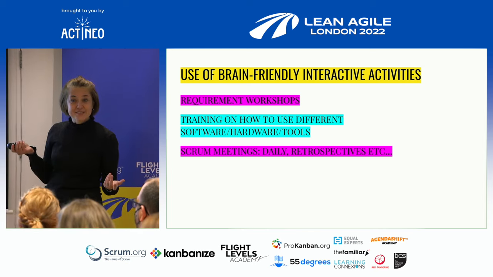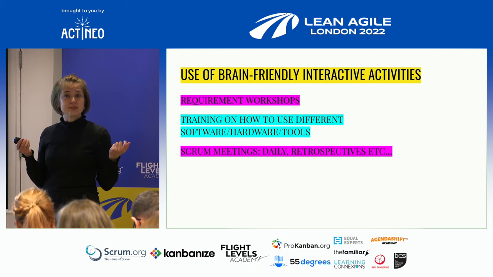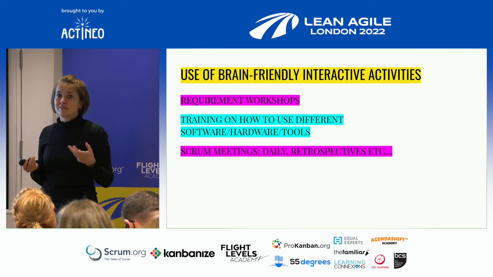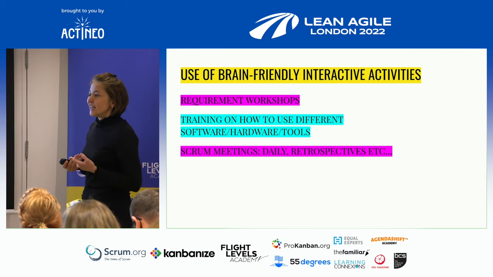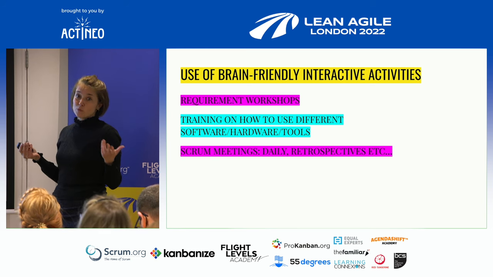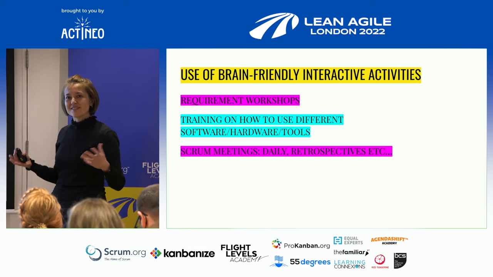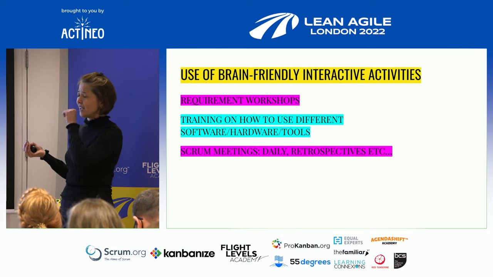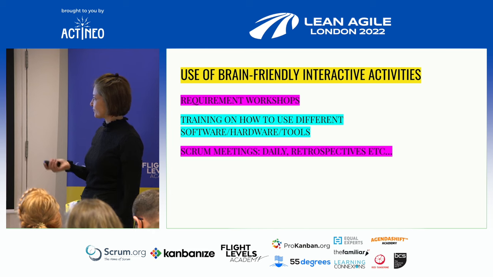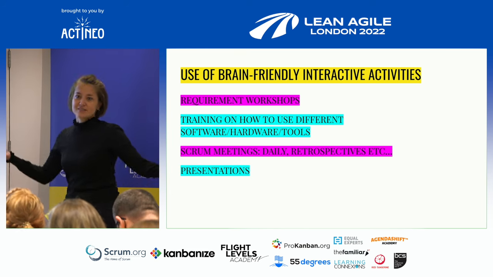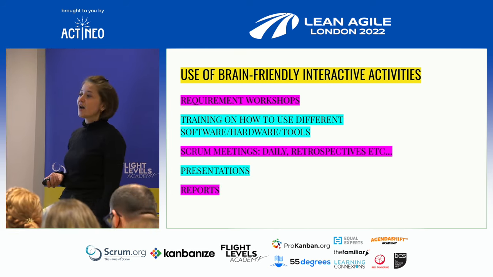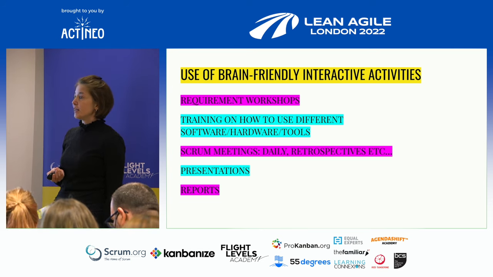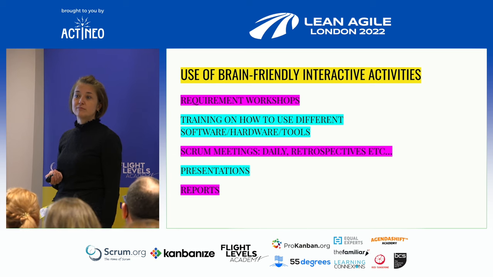Or retrospectives. You could ask your team to draw a sprint, how they feel about the sprint. And I think that would be more interactive, a bit more fun, and that would also relax them, and the psychological safety will be established through that. Or in presentations, such as this one, or in any kind of reports that you need to write, you can put lots of images in there, for example, thumbs up, thumbs down, stuff like that.